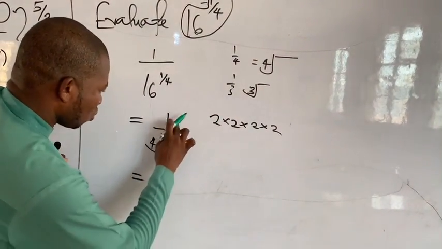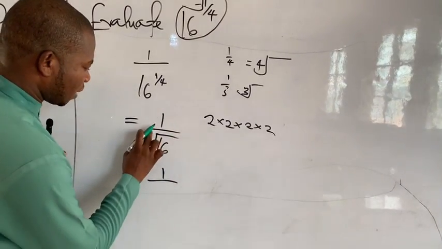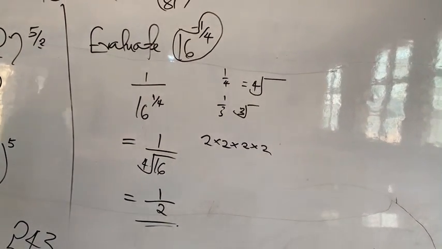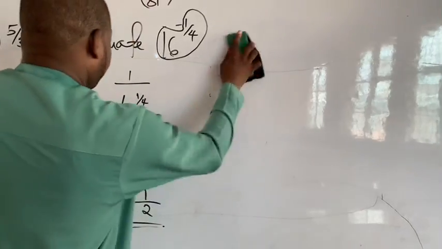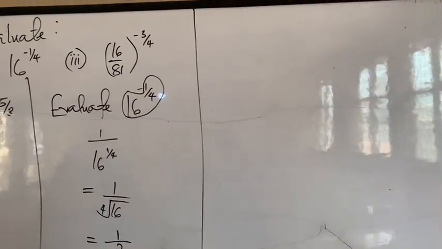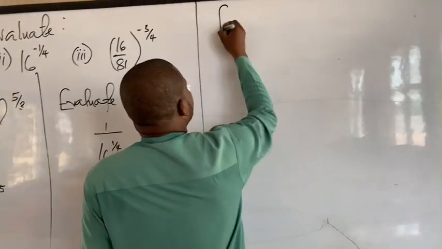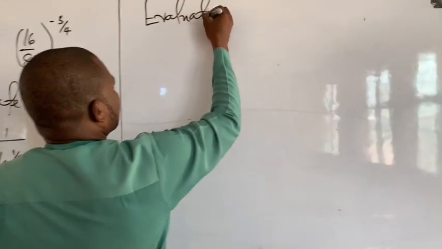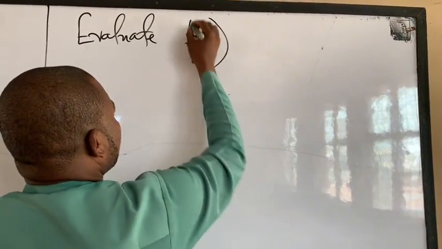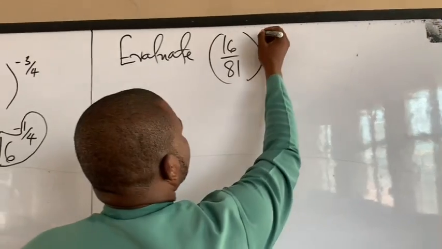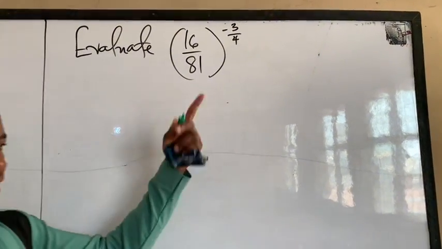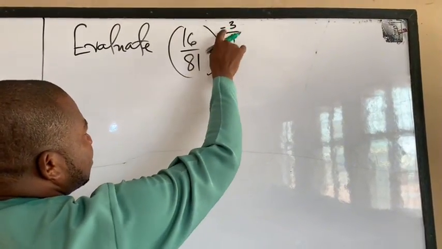So this will now give us 1 over the fourth root of 16, which is 1 over 2. So our answer is 1/2, half. That is the answer. So we now solve the last one, which says evaluate 16 divided by 81, all raised to power -3/4. It's very simple. Same rule is applicable here. I told you always treat the negative first.